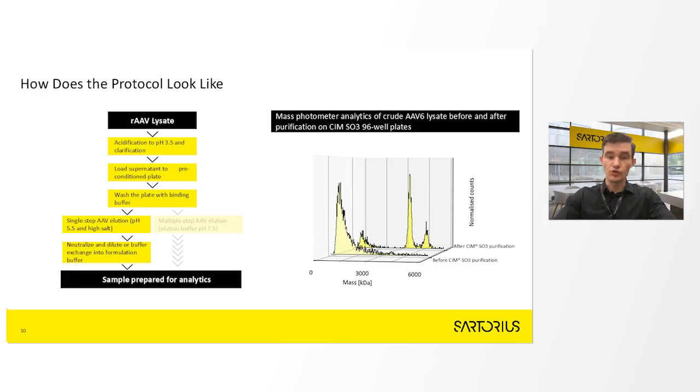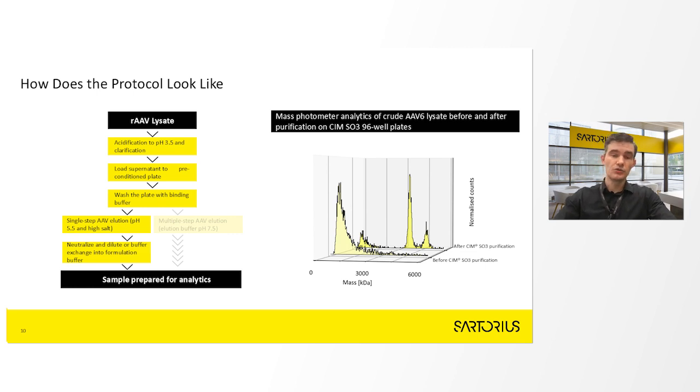Then we have two options for elution. One is a multi-step AAV elution at neutral pH. The other is a single-step AAV elution at slightly acidic pH with high salt. We choose the appropriate elution based on our AAV and the analytics we will perform. So we did our single-step AAV elution.